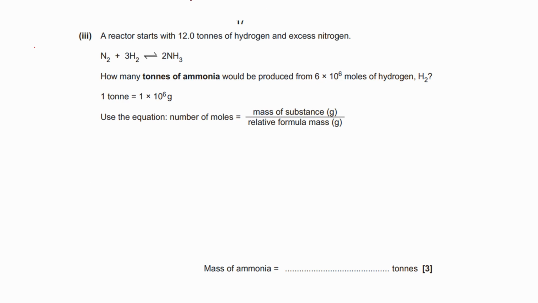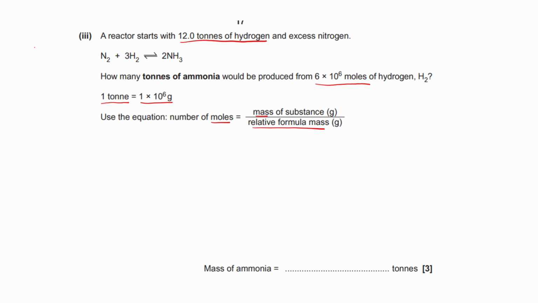So part I. A reactor starts with 12 tons of hydrogen and excess nitrogen. So this is the equation, the symbol equation for the reaction in the Haber process. How many tons of ammonia would be produced from 6 times 10 to the power of 6 moles of hydrogen, H2? We're given this key here, or this conversion. 1 ton is equal to 1 times 10 to the power of 6 grams. Use the equation, number of moles is equal to the mass divided by the relative formula mass.